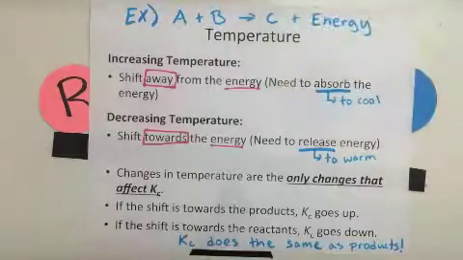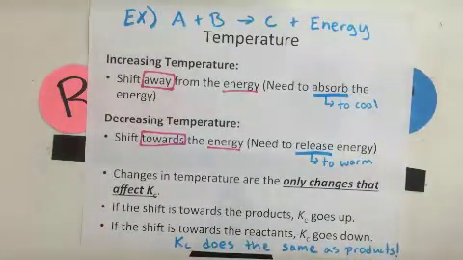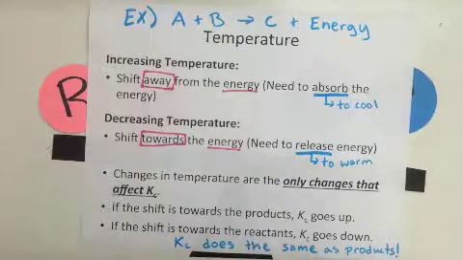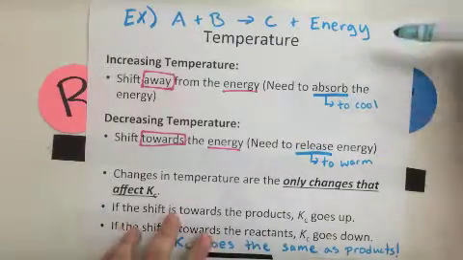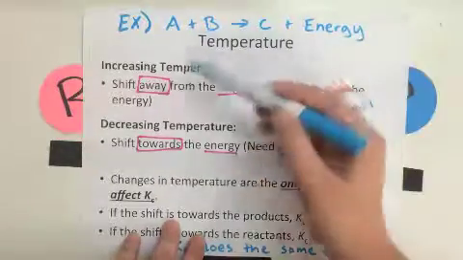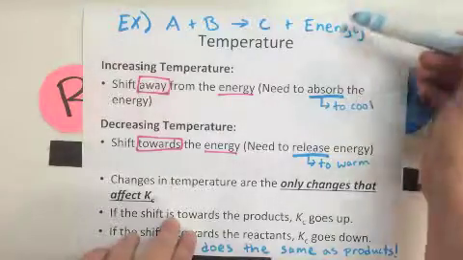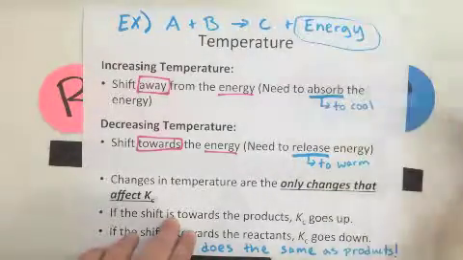Lastly, temperature. Temperature is a little bit tricky. You just have to remember a couple things about it. You always need to figure out where energy or heat is in the reaction. So this is the example I've given you: A plus B produces C plus energy. It's always important to figure out where this is in the reaction.